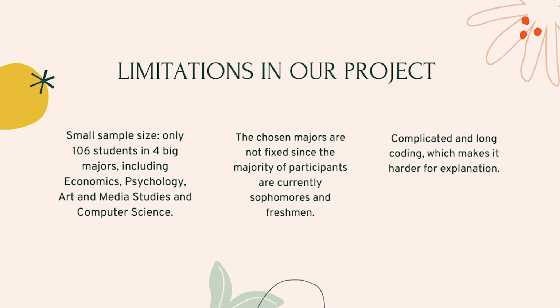Regarding all the limitations we have encountered throughout the process, after having conducted the research, there are some limitations within our project that should be addressed. Firstly, our sample size is relatively small, including only 106 students in a total of 4 big majors: economics, psychology, art and media studies, and computer science. Secondly, the chosen majors in the current project are not fixed, since the majority of the participants are still sophomores and freshmen, whose choices could possibly change in the next few years. And lastly, our coding is also long and complicated, which makes it much harder to explain to the readers.